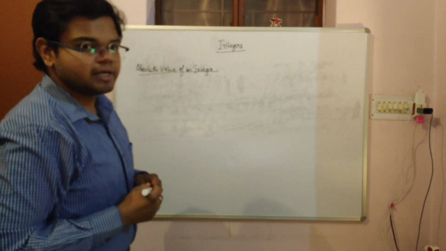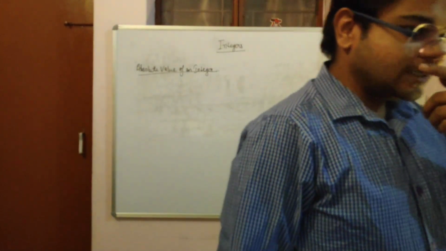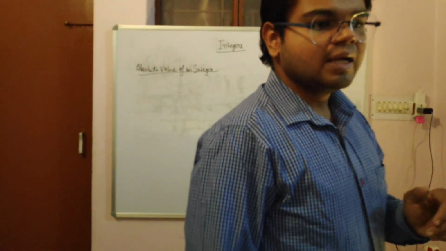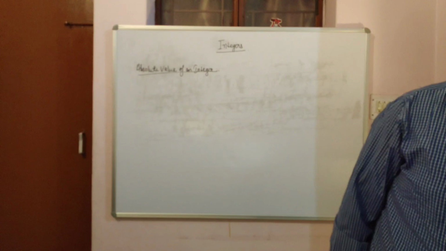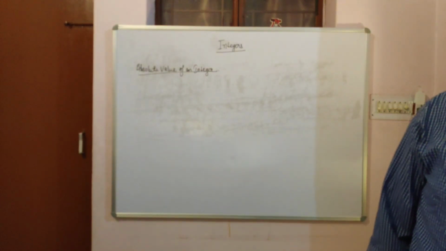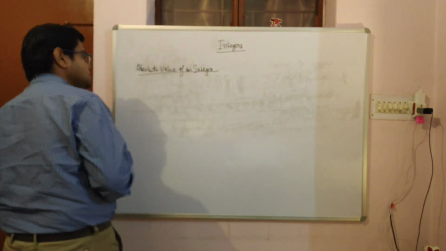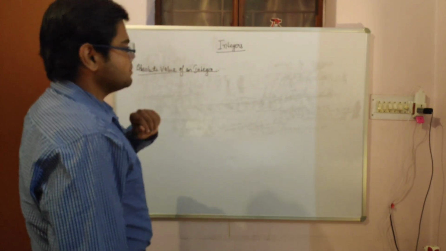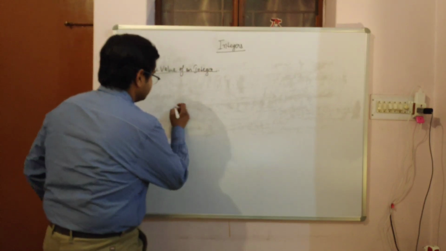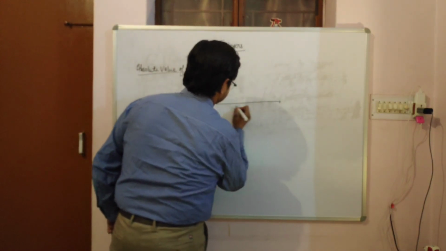Absolute value of an integer. So class, the absolute value of a number is the distance between 0 and the number on the number line. Let us draw a number line first.